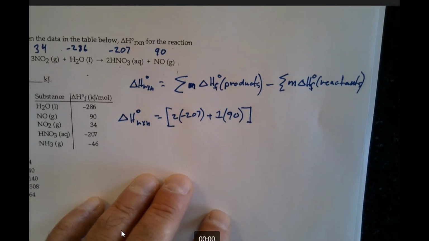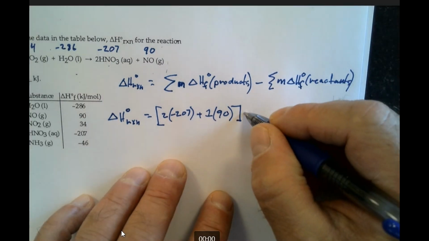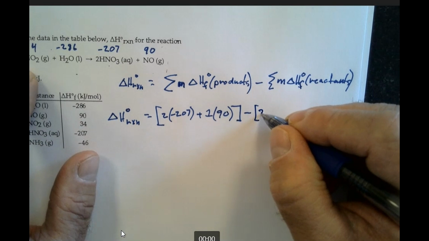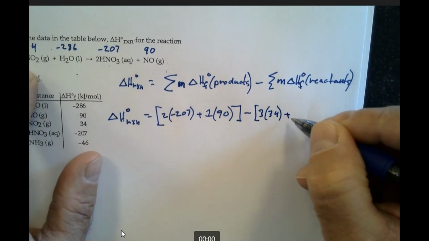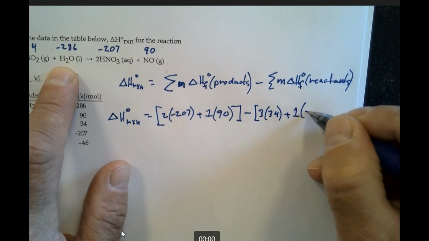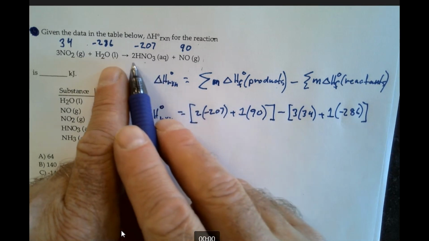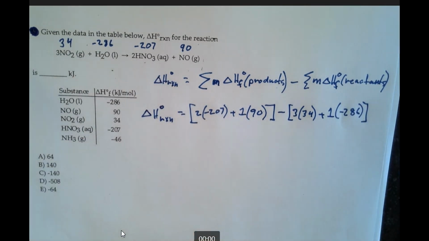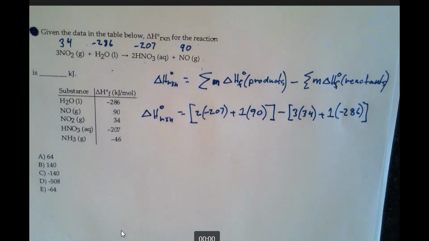So, the products. And now we need to minus the reactants. So I see a 3 there. I'm going to go 3 times 34, summed with 1 water, negative 286. So products first, minus the reactants. And you can see with maybe the negative and the negatives, it's really easy to make a sign error.